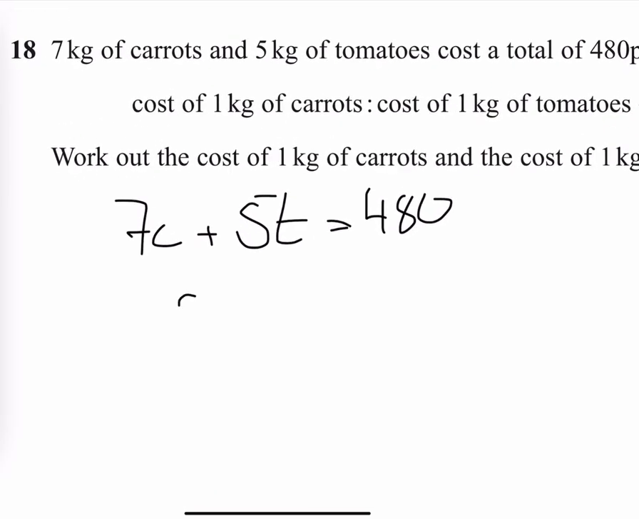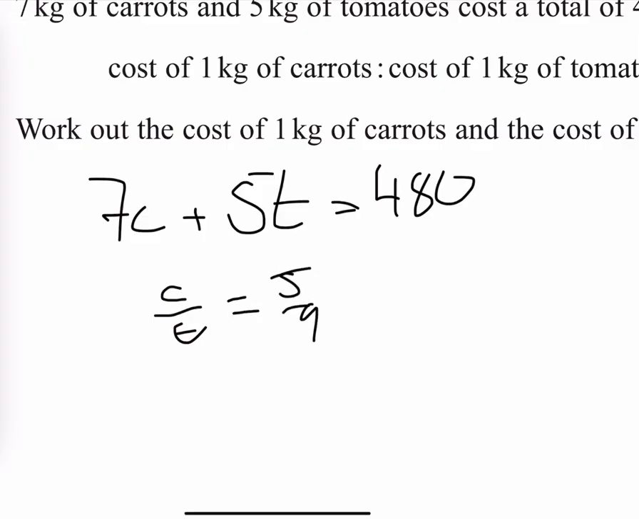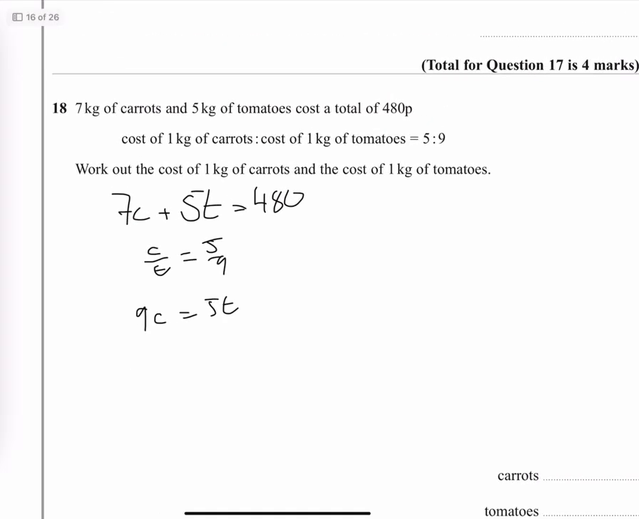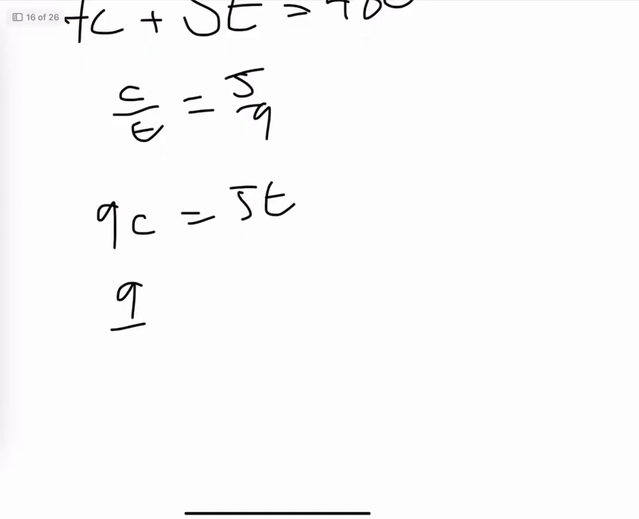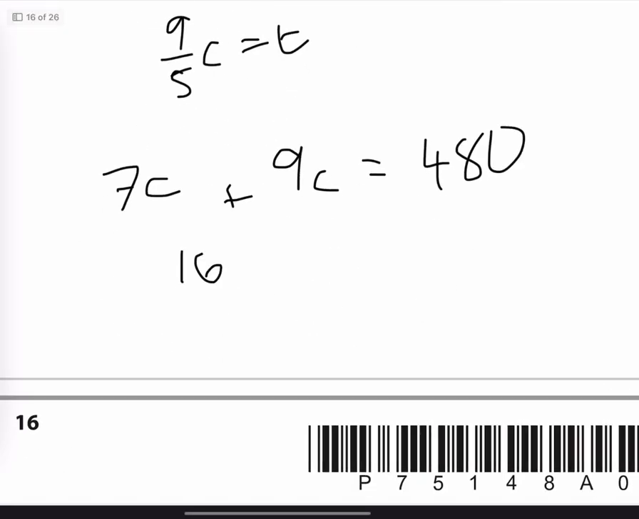c over t essentially would equal 5 over 9. So 9c equals 5t, yes? So 9 over 5c equals t. So we'll sub that in. 7c plus, well, thankfully the 5's cancelled, so that would just be 9c equals 480. 16c equals 480, which will give me c equals, what, 30?